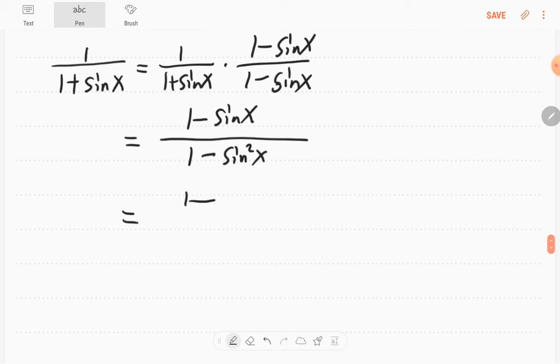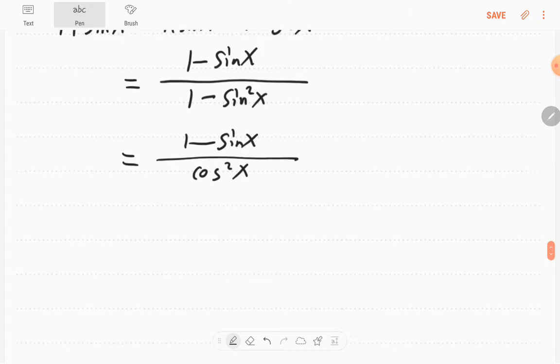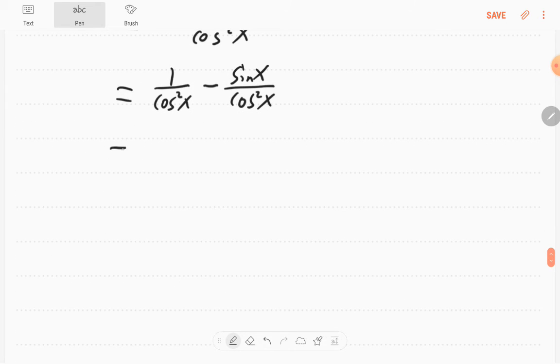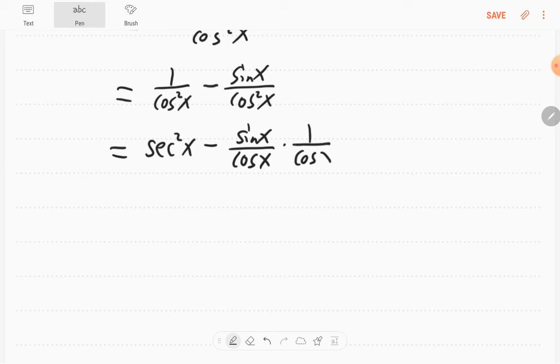So it's 1 minus sine x over cosine squared, right? So it can be written as 1 over cosine squared minus sine x over cosine squared. Okay, so 1 over cosine squared is the secant squared, right? So we have no fraction for this part. This one is sine x over cosine x times 1 over cosine x. So this is the secant squared minus tangent x times secant x.